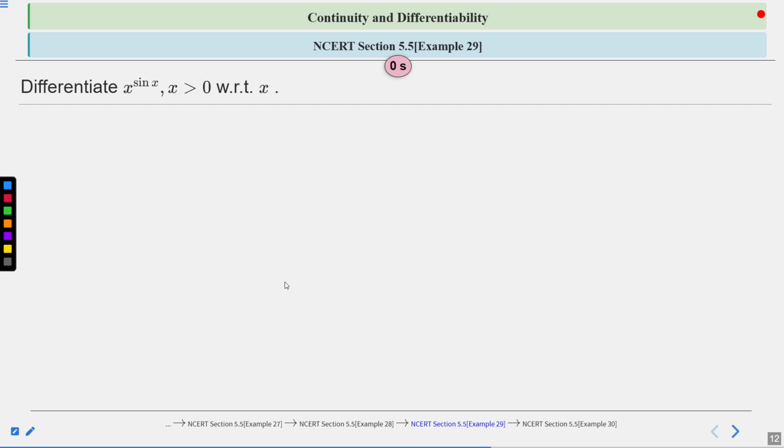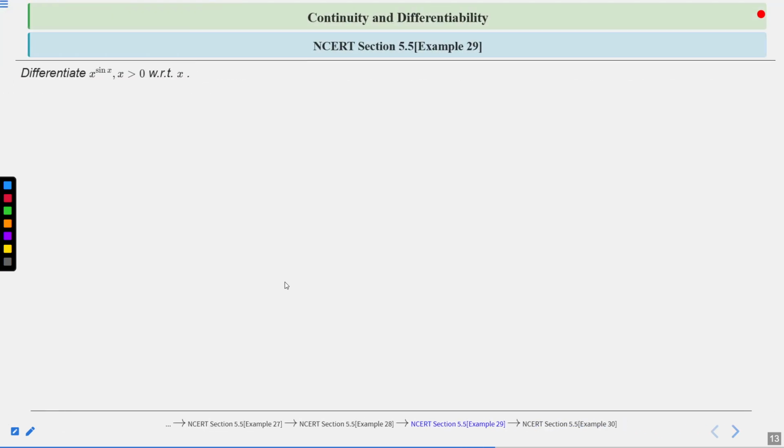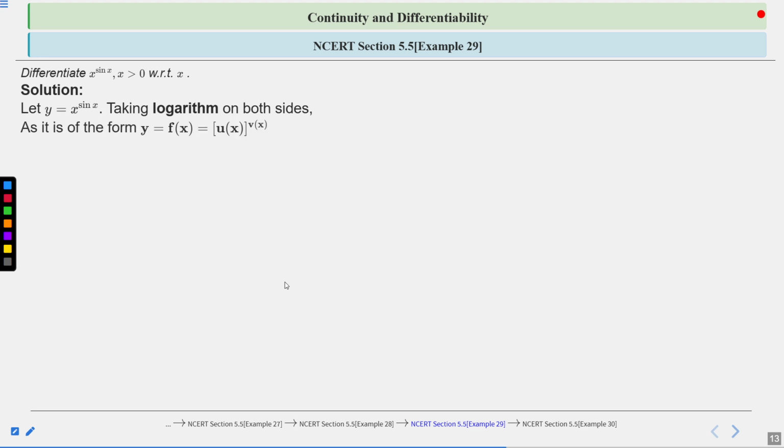Okay, let us move to the solution part. We have to differentiate x to the power sin x when x is greater than 0 with respect to x. So how can we differentiate this? Let us see the solution part. Let y is equal to x to the power sin x, right? So taking logarithm on both sides, we can do, as it is of the form y is equal to f(x) is equal to u(x) to the power v(x). So we can take logarithm both sides.